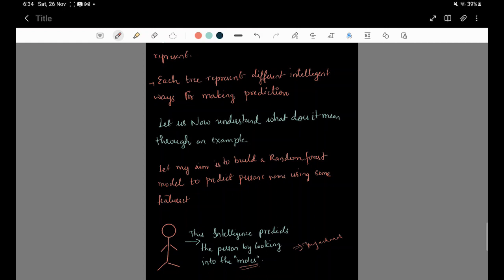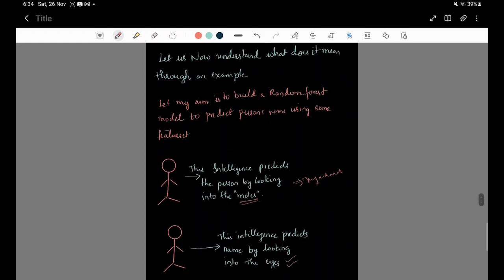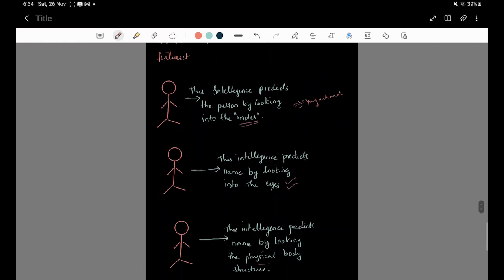Let's say my aim is to build a random forest model to predict a person's name using some feature set, and let's say that I have 3 trees built from this particular feature set. Now the first tree may have been built in such a way that it is trying to predict whether the person is Jayachandra or Chandra or Jaya by looking into the mole positions of that person. Let's say the person has a mole on his right thumb and a mole on his left cheek, then it would predict the person as Jayachandra.